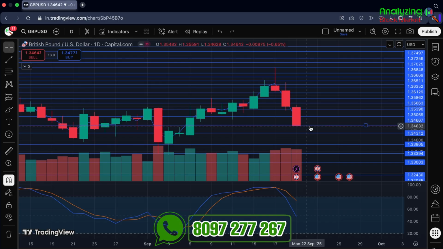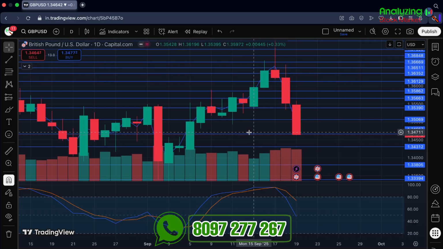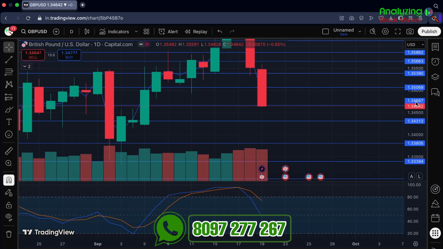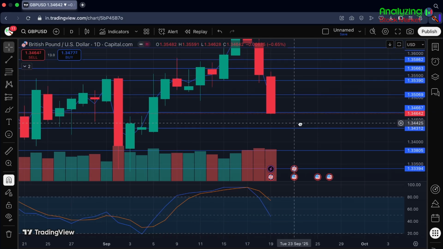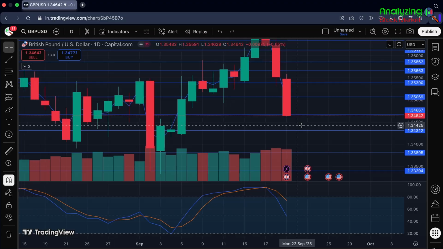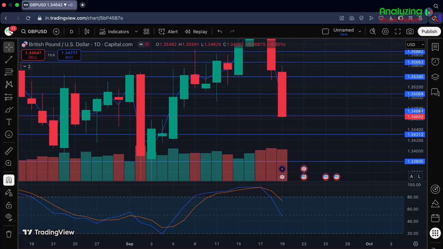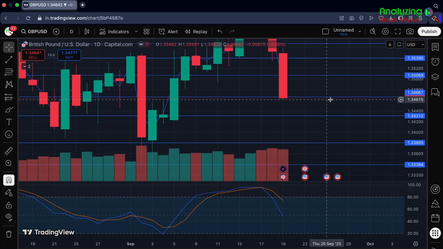So let's now talk about support and resistance zones. Here we have already marked some important support and resistance zones, so we don't need to mark any new ones, because currently GBP USD is moving only in the same range that we marked during our previous week analysis. So let's talk about the closing first. Here we can see 1.34642. Here direct support is 1.34312 and here direct resistance is 1.34667.